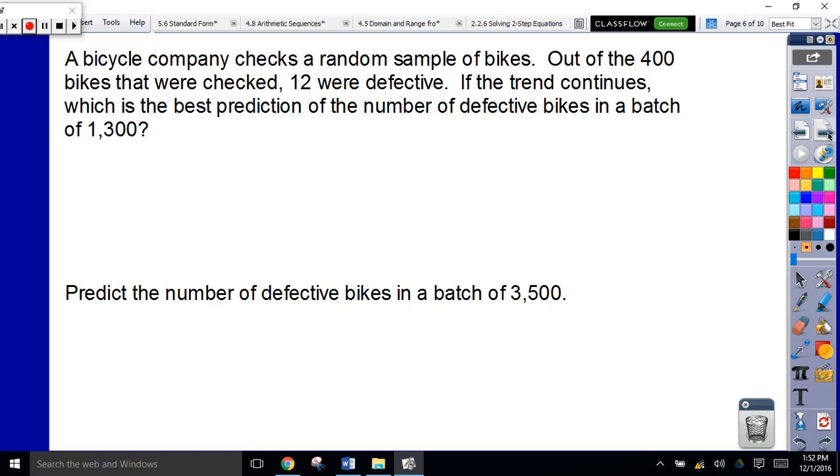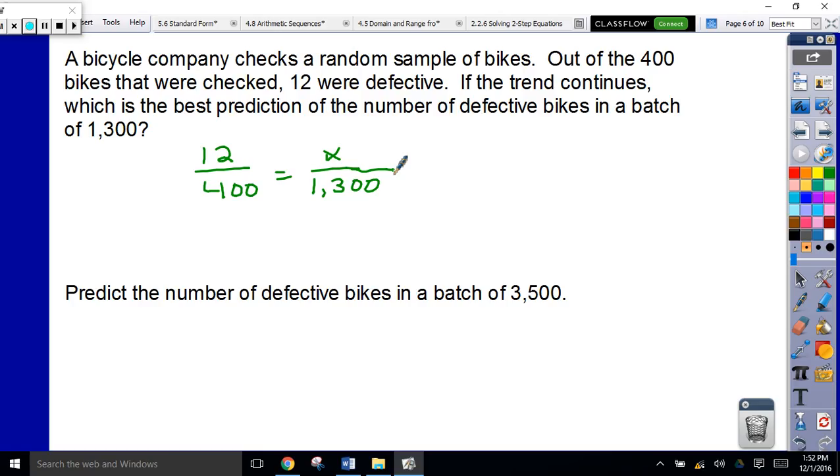So how do you think we would figure this out? Does anyone remember that? Jenna? Put 12 over 400. Good. And then x over 1,300 and then you cross multiply. Good. Okay, so let's first talk about how we set this up. We had 12 that were defective out of a batch of 400. We want to know how many are defective out of a batch of 1,300. So that's what we put on this side.